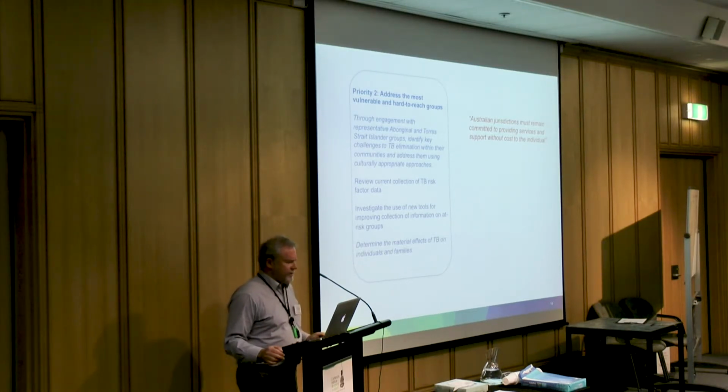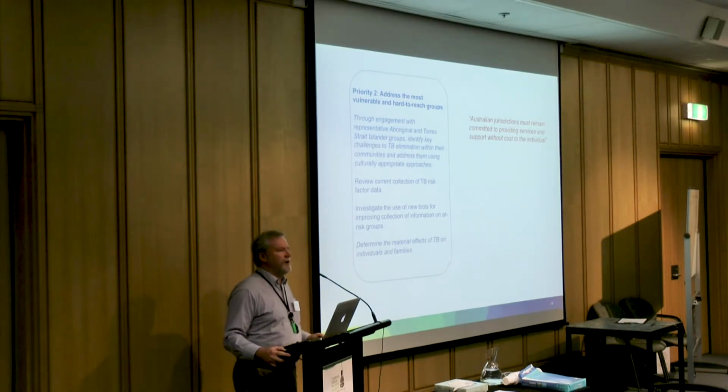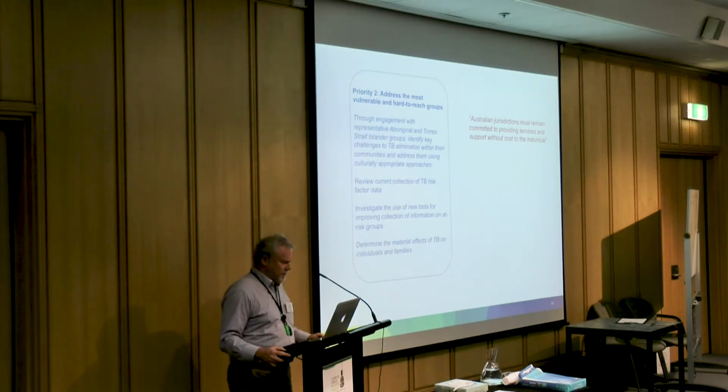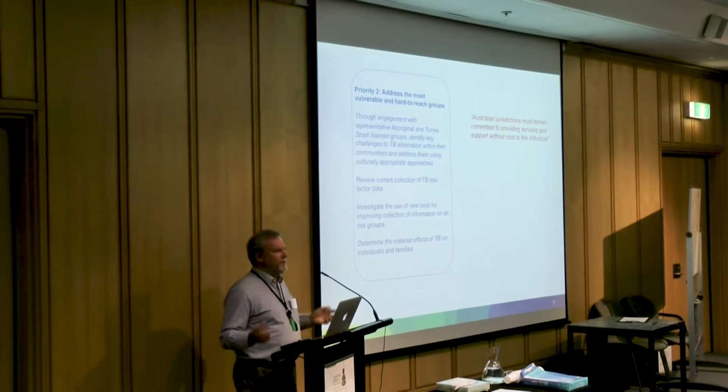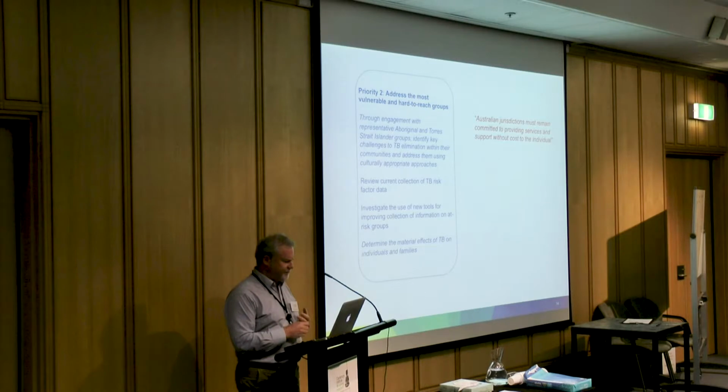We want to review the current collection of TB risk factor data, and in fact many of you may be involved in a study coordinated through ACNet and Pioneer, the chief investigator being Kerry Viney, looking at it in much more detail about risk assessment of patients with TB in Australia. We encourage the use of new tools for improving collection of information on at-risk groups, and these can be things like geospatial mapping and other technologies which might help understand our at-risk and vulnerable groups better.